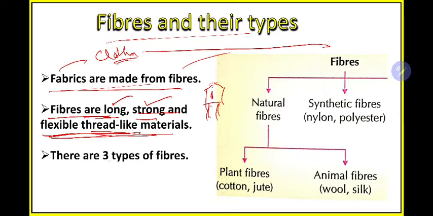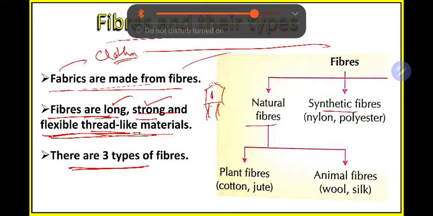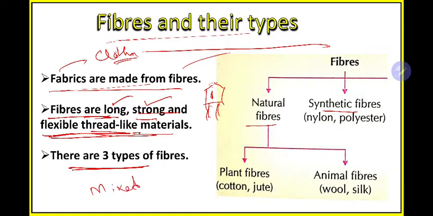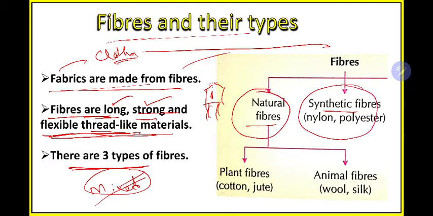So in general there are three types of fiber. One is natural fiber, one is synthetic, that is man-made fiber, and the third one is mixed type. You have read this in class 6 and 7, but for class 8 this is not required. We'll go with the two major types, that is natural fibers and synthetic fibers.